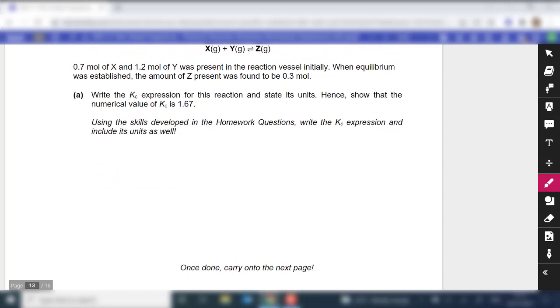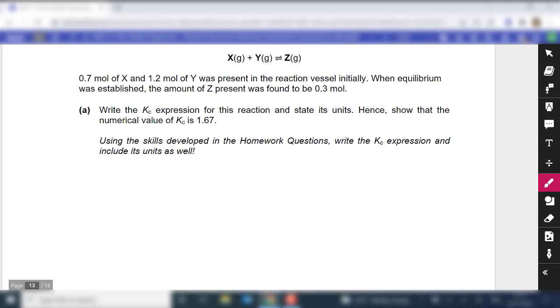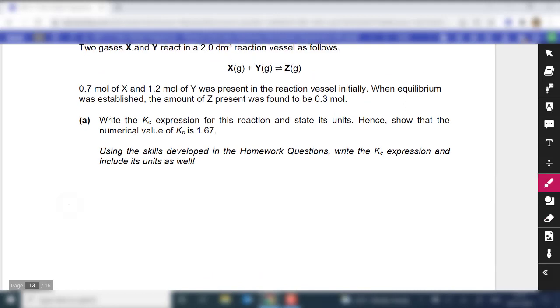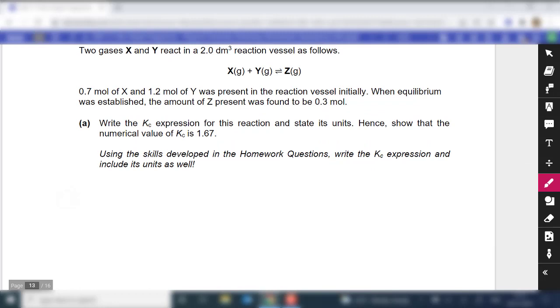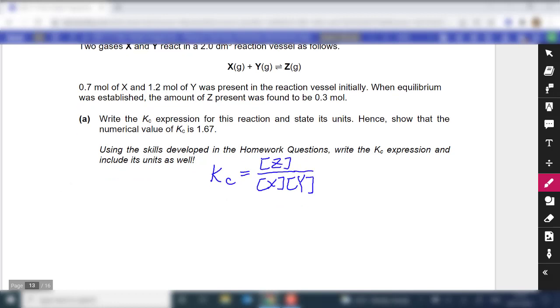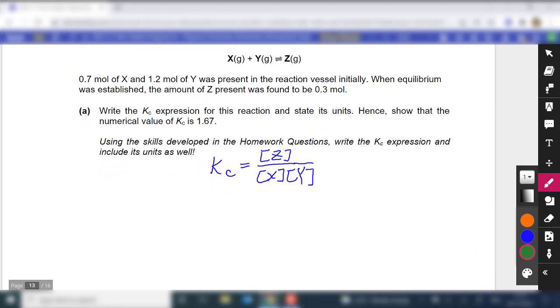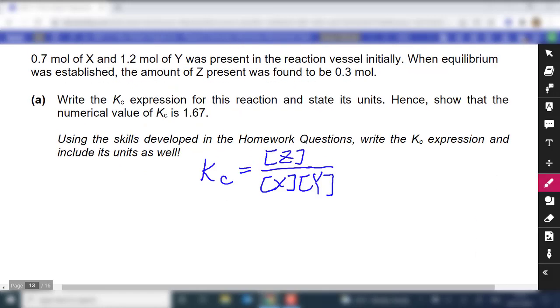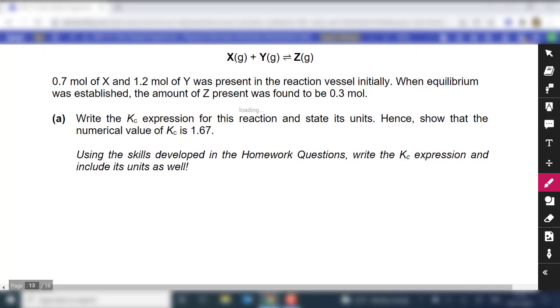Okay, so first of all, without going into too much detail, we need to first write out the Kc expression. The Kc expression for this will be the concentration of Z divided by the concentration of X and the concentration of Y. Remember that although it's not mentioned when we write this, just for the sake of simplicity, these are what we call equilibrium concentrations. I need you to remember this. These are all equilibrium concentrations. These are not initial concentrations, okay?